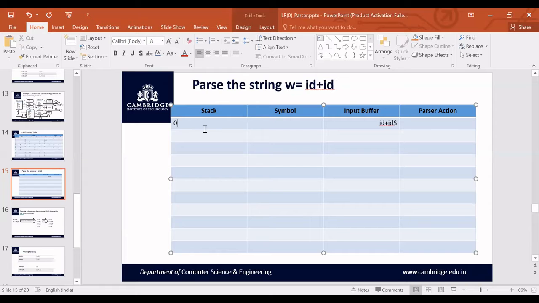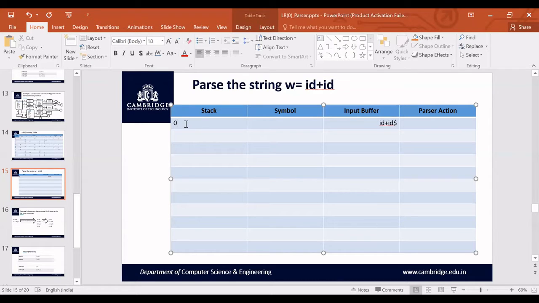Okay. So now what you'll have to do is take your LR0 parsing table. Keep it ready. Check state 0 on id. State 0 on id is what? If you refer to the parsing table, state 0 on id is s5. State 0 on id is s5.